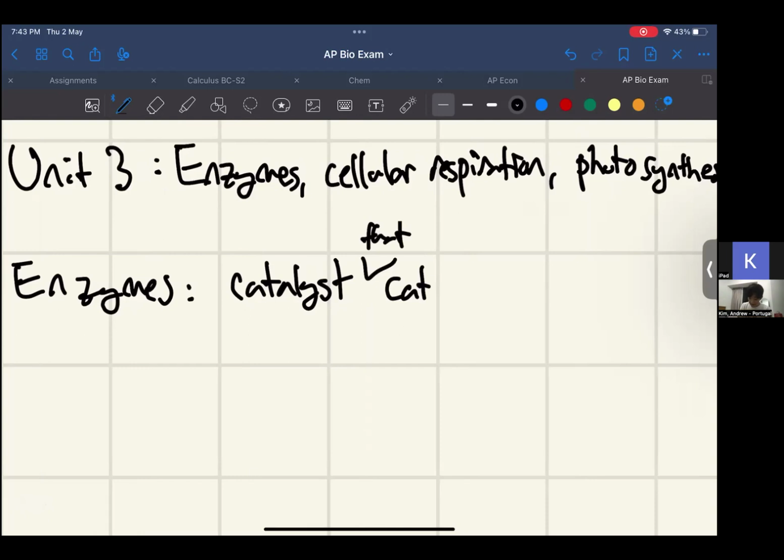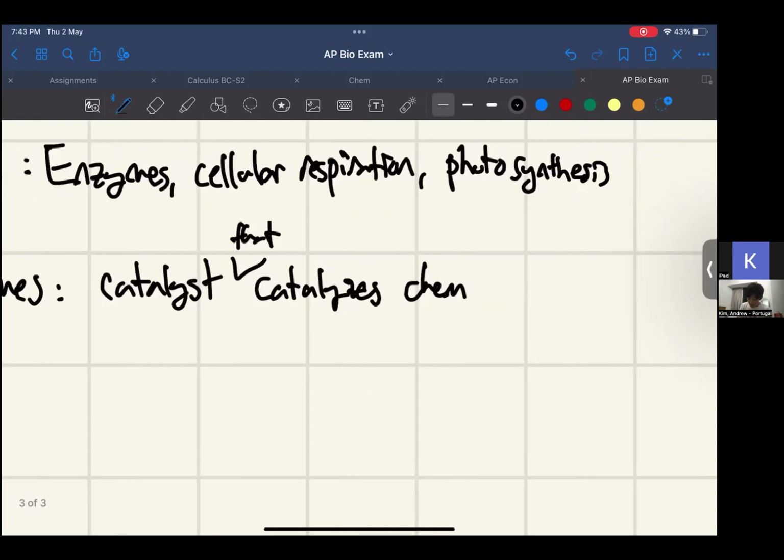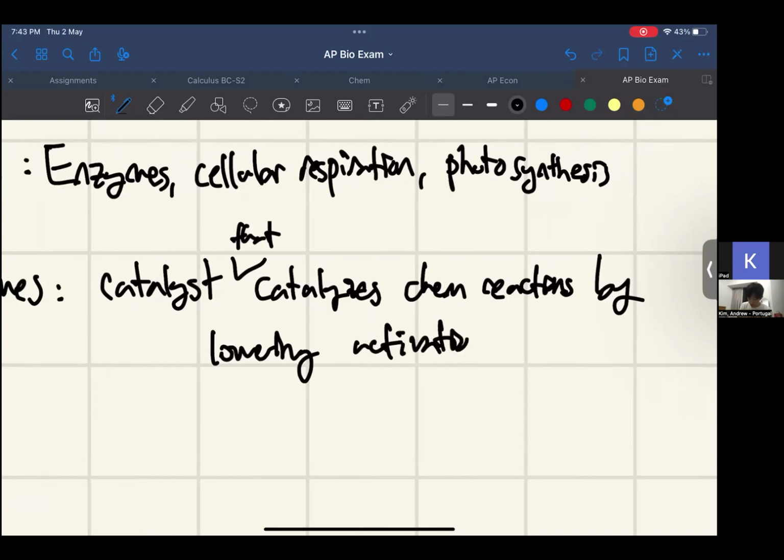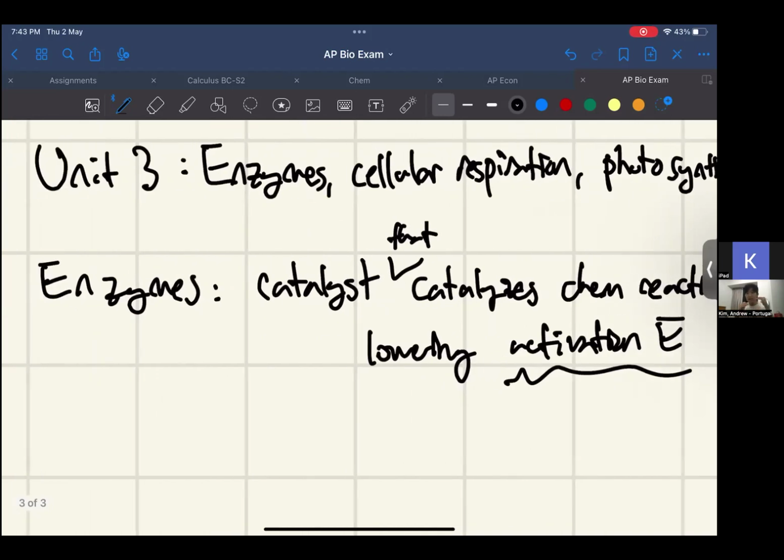that catalyzes chemical reactions by lowering activation energy. Now, what is activation energy? Activation energy is the least amount of energy required for an actual reaction to happen.